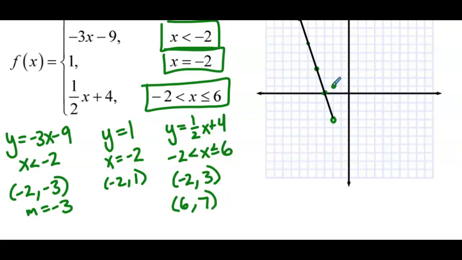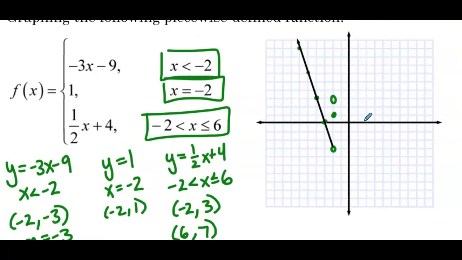So -2, up 1, 2, 3, open point. And then at 6, 7, so 3, 4, 5, 6, and then 1, 2, 3, 4, 5, 6, 7 with a closed point because it can be equal to 6. Now make sure we're connecting the right 2 points. So we're going to go from the open point at -2, 3 to the point at 6, 7. And there we have the graph of our piecewise-defined function.